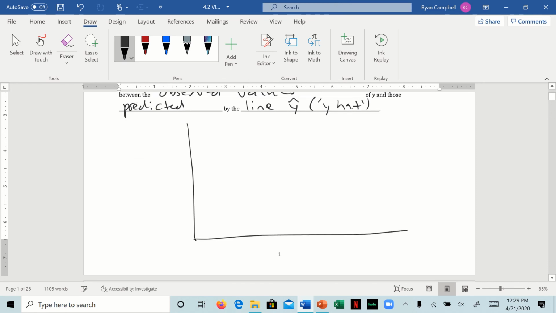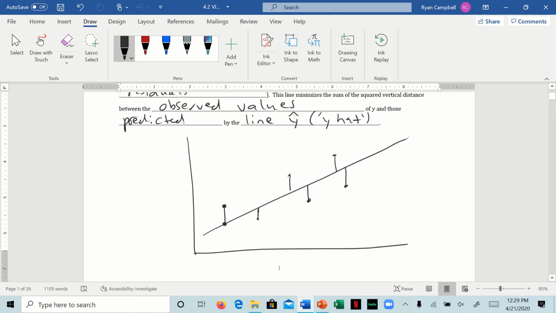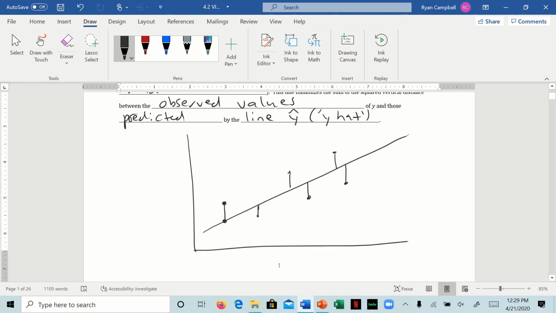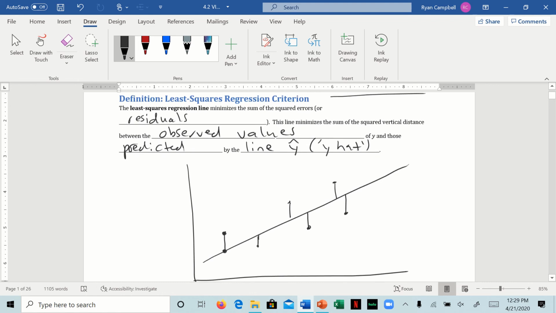In any case, if you have a bunch of points, these are the observed points that we have in our scatter plot. If we're trying to make a line that best works for them, the distance from each point to the line should be minimized, so it's the smallest difference. And again, we don't need to worry too much about how our calculator is going to make the line, because the calculator is going to do it.